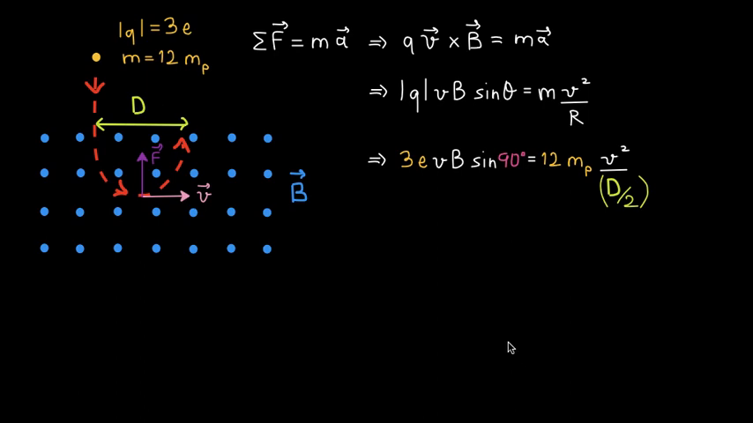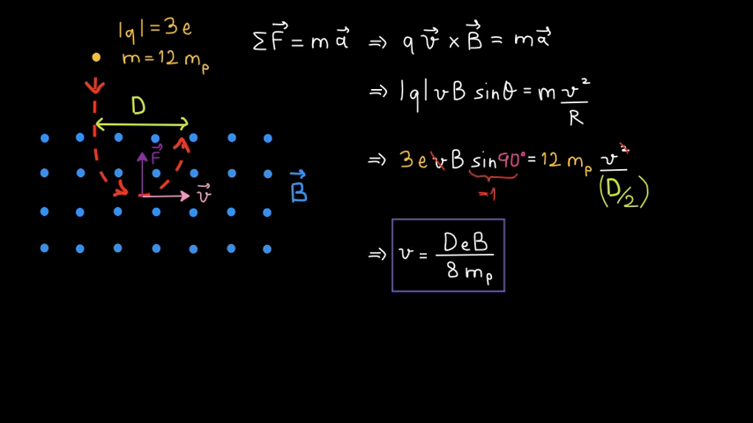for r. Now we see that actually I have v on the left hand side and v squared on the right hand side, so these simplify. Let's rearrange this equation and isolate our unknown v, and also let's keep in mind that sine 90 is equal to 1. After rearranging our equation, we get v equals d times e times b, d being the diameter of the circular path, e is the elementary charge, b is the magnetic field strength, divided by 8 times the proton's mass.